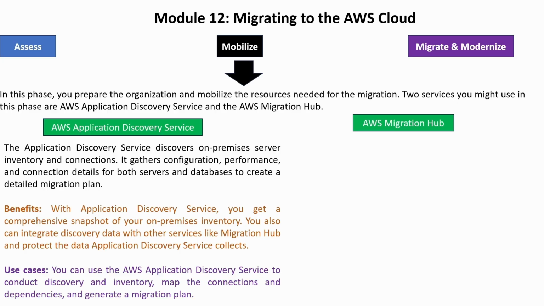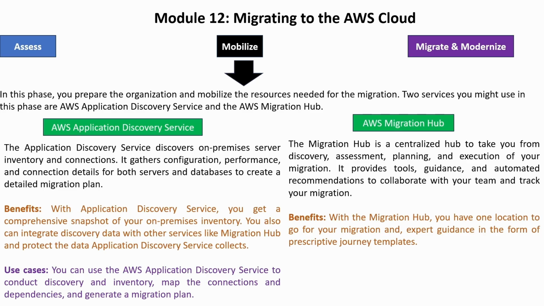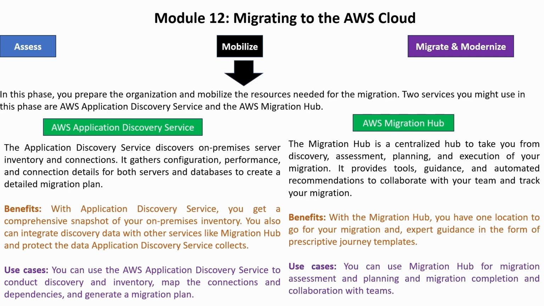Next up is Migration Hub. The Migration Hub is a centralized hub to take you from discovery, assessment, planning, and execution of your migration. It provides tools, guidance, and automated recommendations to collaborate with your team and track your migration. If we talk about benefits with the Migration Hub, you have one location to go for your migration and expert guidance in the form of prescriptive journey templates. Another benefit is cost saving because there is no charge to use Migration Hub. If we talk about use cases, you can use Migration Hub for migration, assessment, and planning, and migration completion and collaboration with teams. You can also use it for modernization efforts like fast tracking application refactoring.